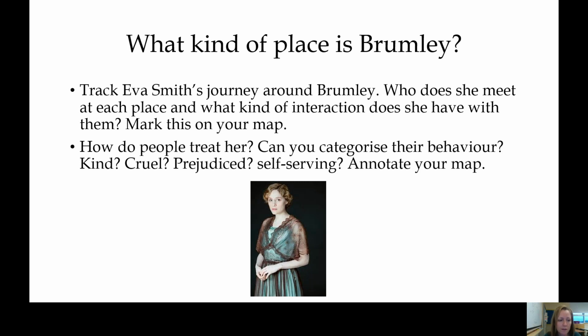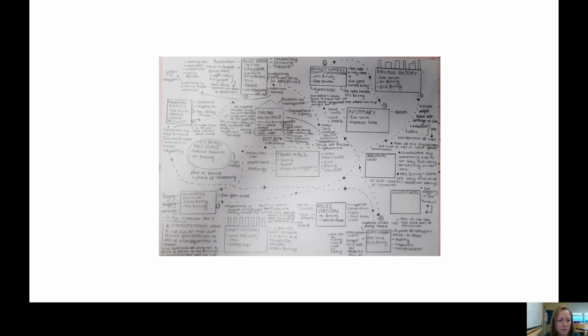Before you do that, I'll just quickly flick back to show you some of these maps, and you can see, I hope you can, the little dashes there to represent Eva Smith's journey as she moves around Brumley, and the little arrows there showing where she goes. And you can see the kinds of places that she's going to and the kind of interactions that she has with people.